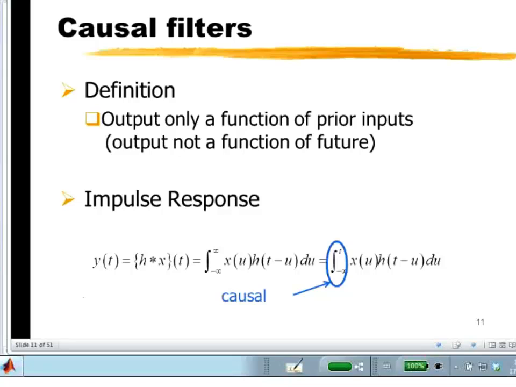So the output y of t can only be a function of the signal x of u here inside of the integration from the negative infinite time until the present point. That means that we have assumed that h of t, the impulse response, is 0 for all negative values of the argument. A causal filter is a filter whose values are 0 for negative values of the argument.